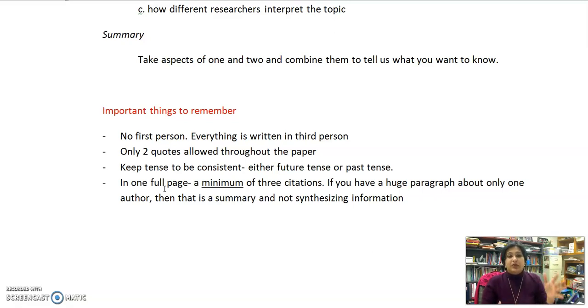For example, I could say Gupta says this and this, while Bernard says this and this. So think about it in that way: it is not a summary of what just that article talks about, but rather what that article talks about and how that is supported by others, or how the others say something else. This is what is called synthesizing information. It is not a summary. Your literature review is not a summary, but it is synthesizing information.